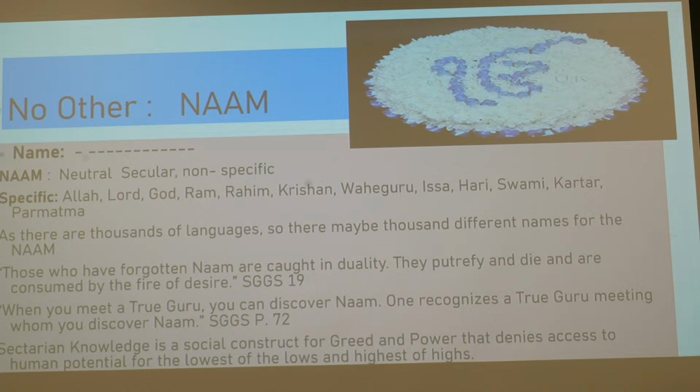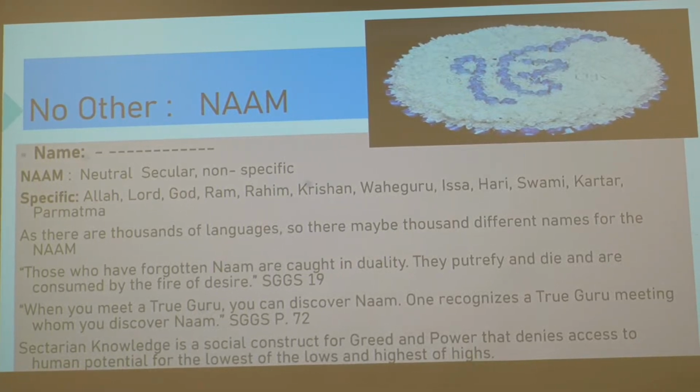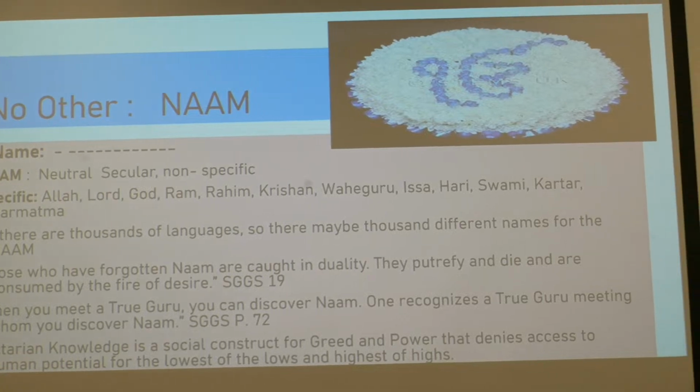In Sikhism, we believe that there is only one creator, one cosmic energy, one for all, all in one. And Naam: when there is no other, then it doesn't need any name. All names are as true or as false, it doesn't make any difference. There's only one, so Naam is truth, Sat Naam, neutral and non-specific. The specific ones are Allah, Lord, God. Since there are so many languages, there are so many names of God. In Guru Granth Sahib it says, those who have forgotten the Name and are caught in duality petrify and die, consumed by the fire of desire. That's the basis of hatred.